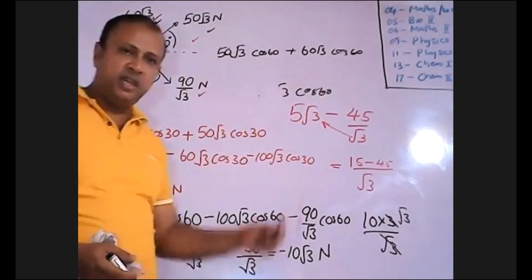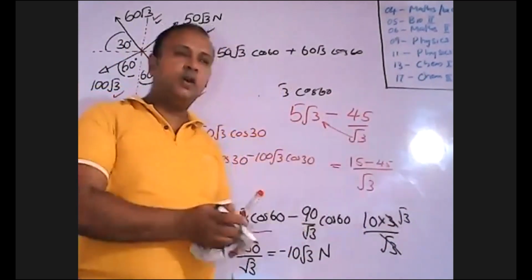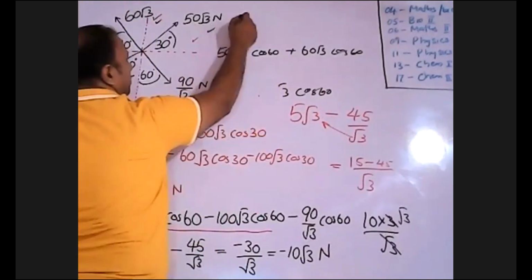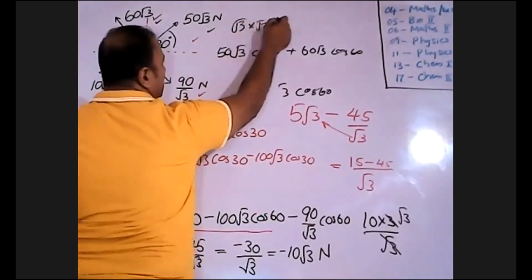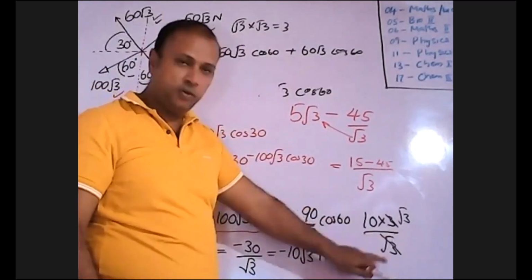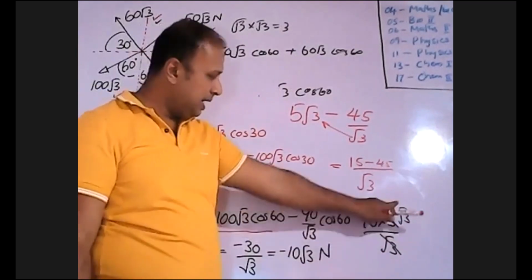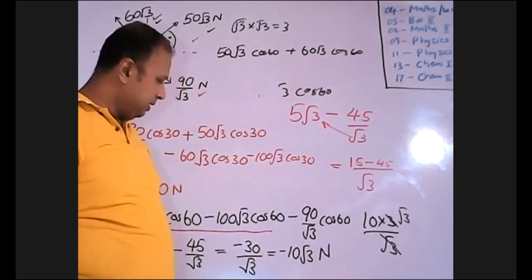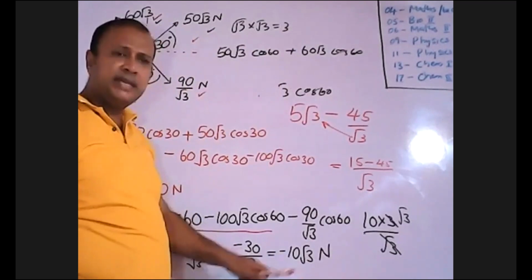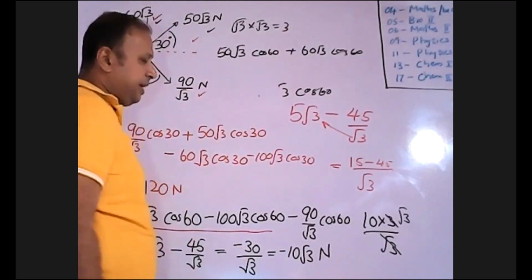Because root 3 into root 3 is equal to 3, I can cancel out 3 and root 3, dividing 3 by root 3. So the answer is root 3. So my answer is minus 10 root 3.